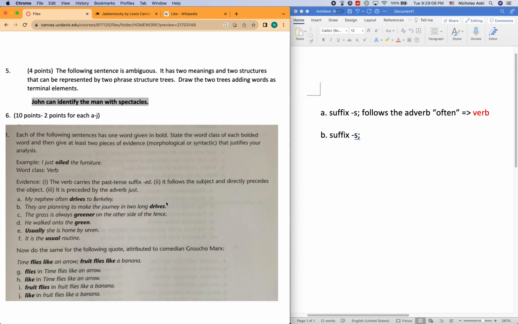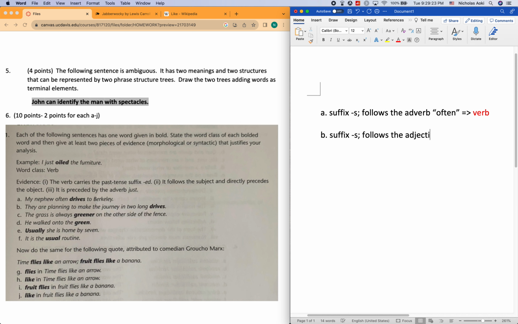Looking at sentence B, the drives in that sentence is following the adjective long. And as we saw before, nouns normally follow adjectives. We can't really follow an adjective with a verb. So that's the syntactic evidence in B that drives in that sense is a noun.